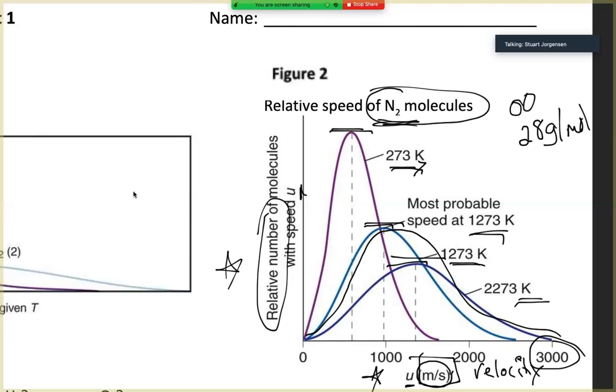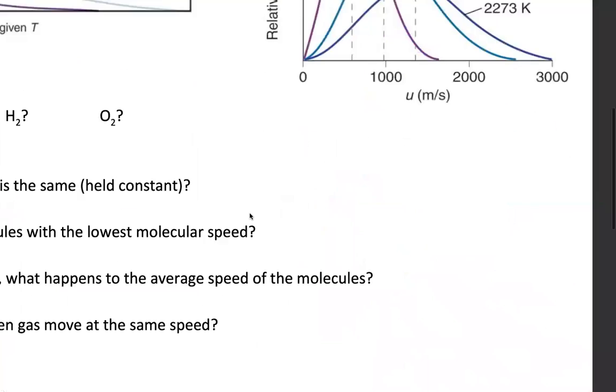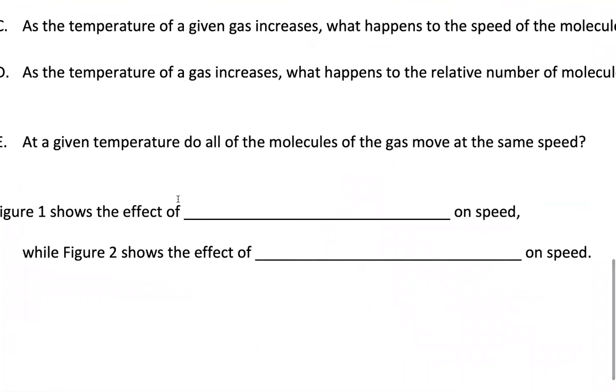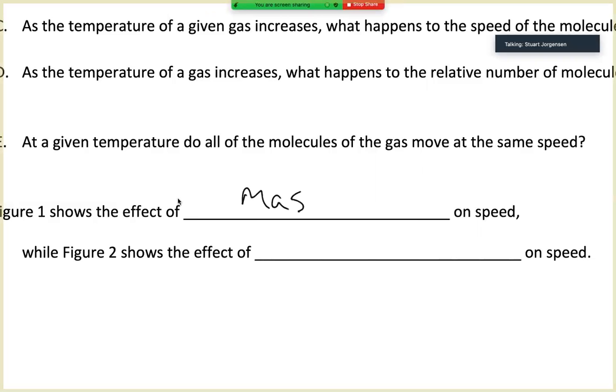Cool, 4 says figure 1 is showing the effect of blank on speed. Well, I think we're looking at the mass of the particles. In figure 1, all of our different particles have different masses. While in figure 2, we're looking at the effect of temperature on speed. And hopefully we're starting to see that relationship here. Let me slide down so we can look at that. Cool. So figure 1 is showing the effect of mass on the speed versus figure 2, which is showing the effect of temperature on the speed of the particles.